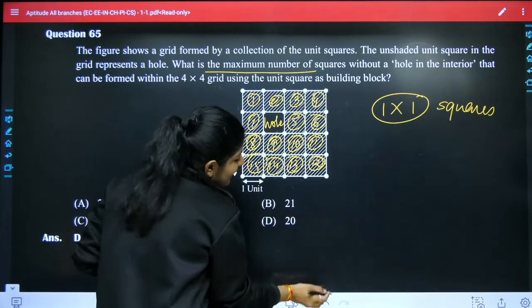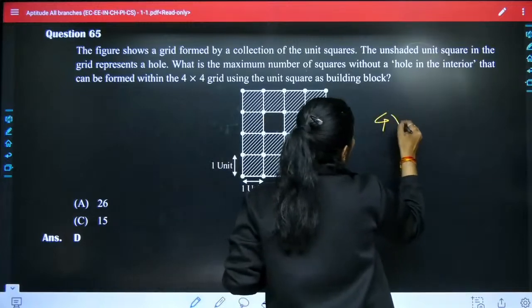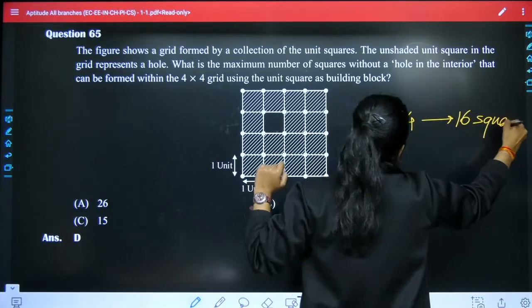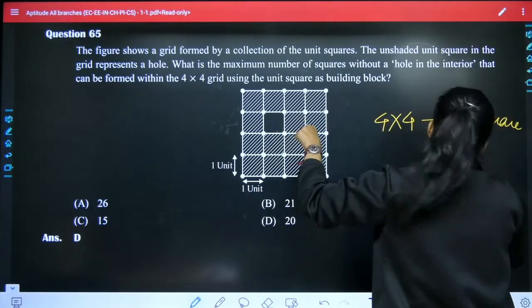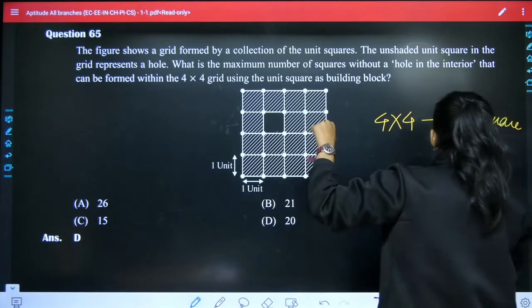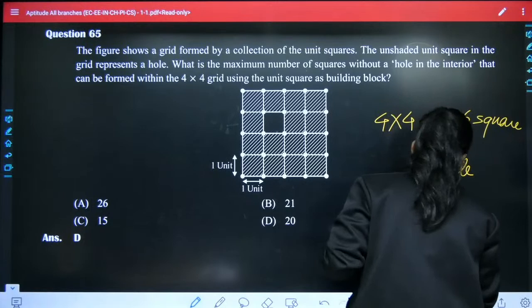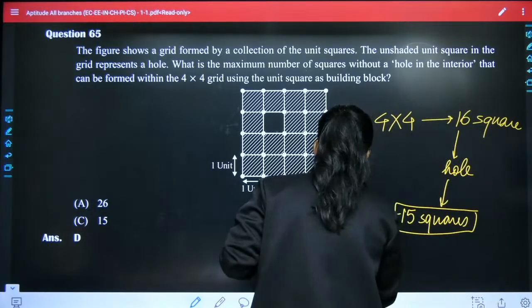Or you can simply say that here we have 4 cross 4, right? That means we have 16 squares, but out of 16, one square has a hole. That means we need to subtract 1 from that. That means we have 15 squares, each of 1 cross 1.